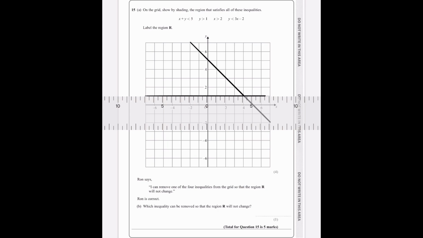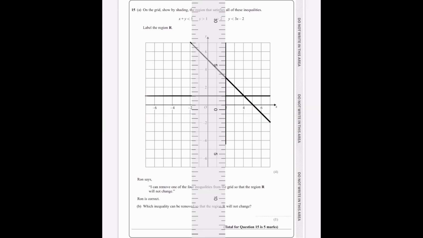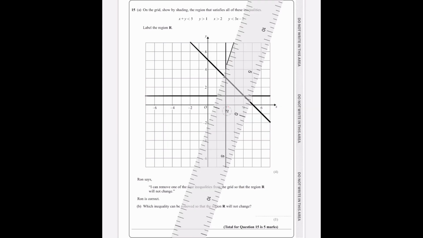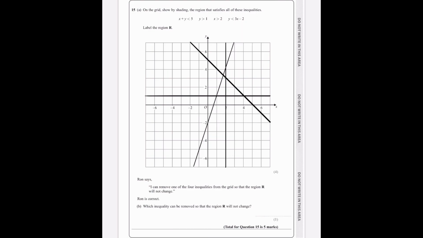Okay, for the grid, I've drawn the 4 lines that they've given us, like so, and then you can pick a point and shade them. So I've shaded everything to the right.